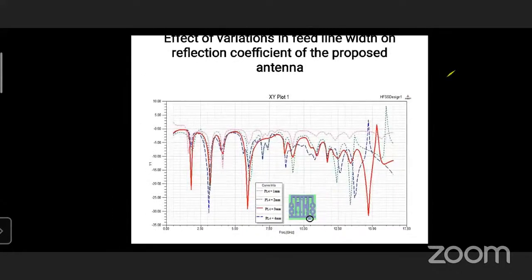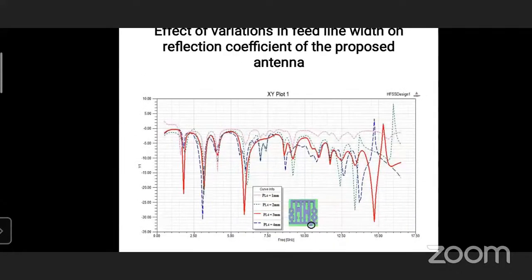These are some of the parametric variations that we have done on the proposed antenna, checking what effects they have on the performance of the antenna. The first is the feed line width variation. We have varied the feed line width from 1 mm to 4 mm, while in our proposed antenna structure the feed line width is 3 mm. So 3 mm has been optimized to give the best performance parameters.